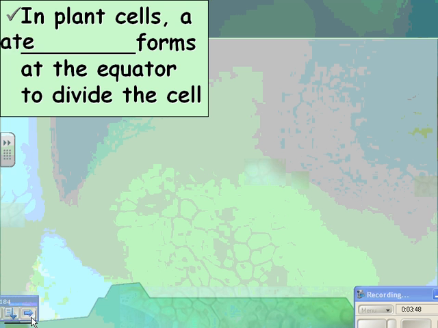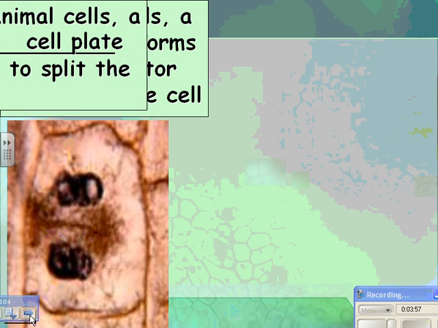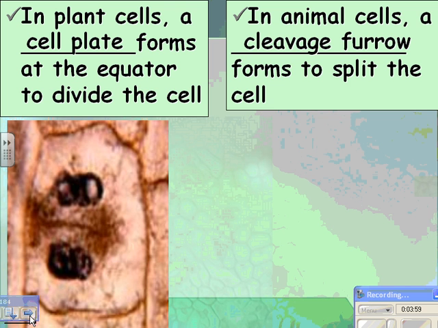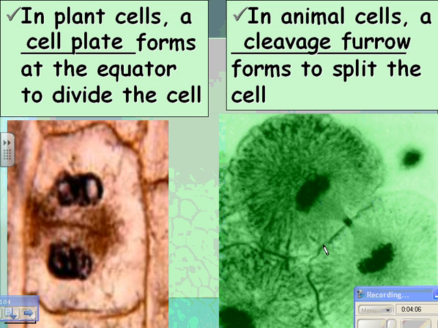In plant cells, a cell plate forms at the equator to divide the cell. And so there's the cell plate forming, and that's going to be a cell wall with cell membranes on either side. In animal cells, something called a cleavage furrow forms to split the cell. And so this isn't a good picture. I have a good picture later, but the cells are coming in here. They're indenting, and you're going to make a break. Cell membranes will be made right in here. So the difference here is that you've got a cell wall for the plant, and so it's a little bit different.